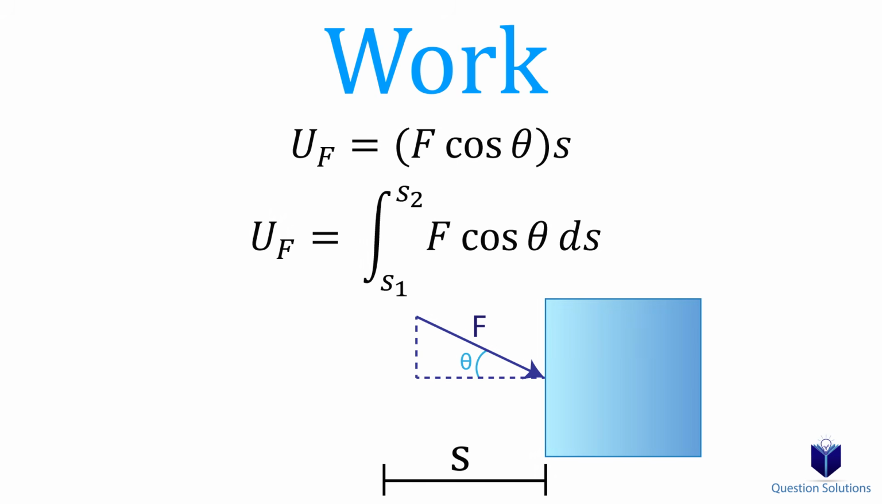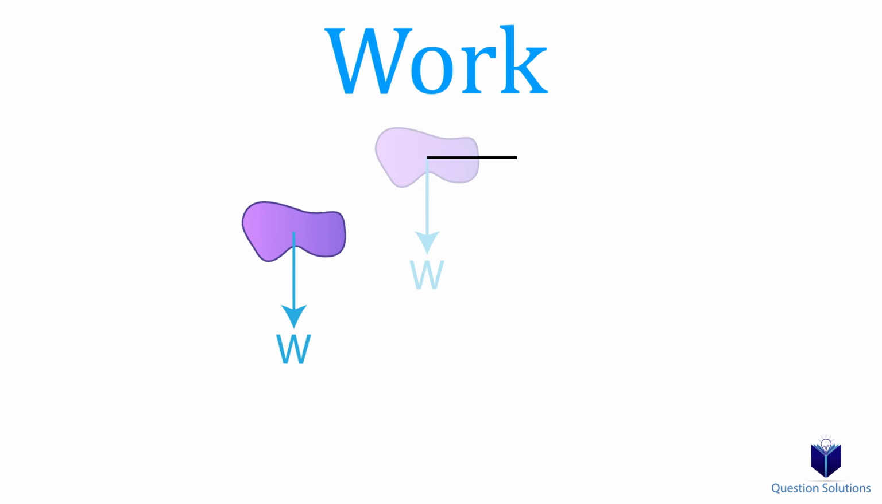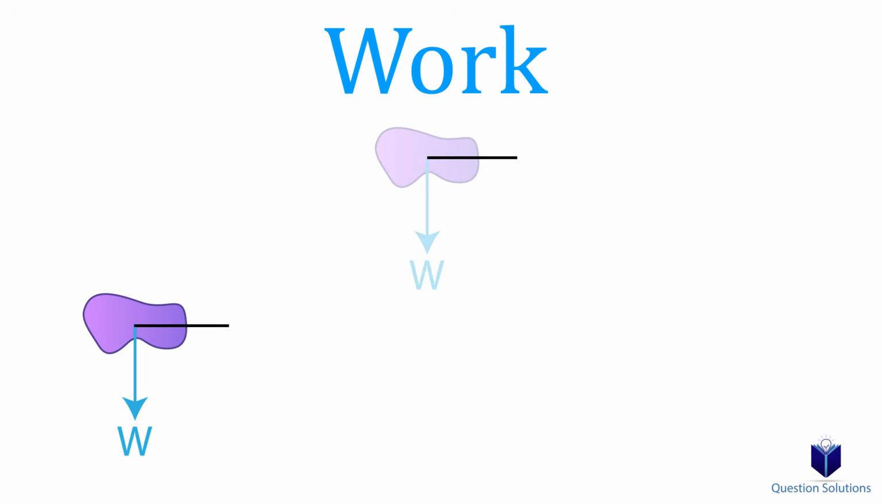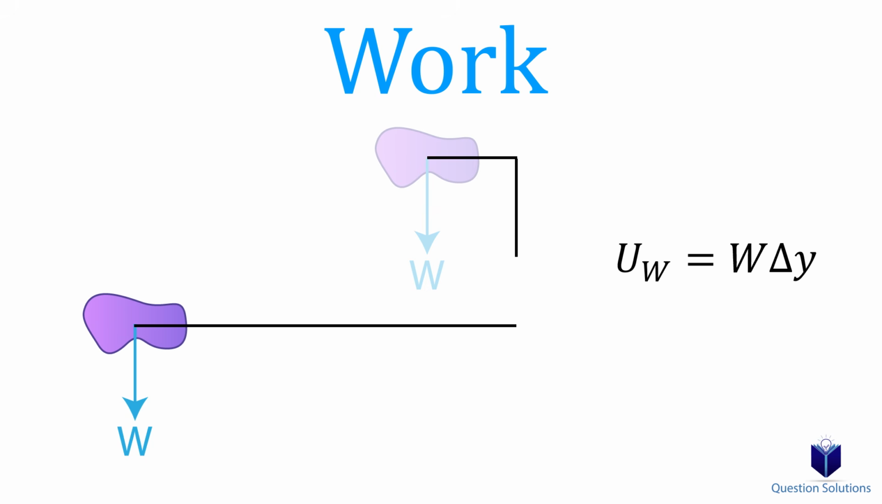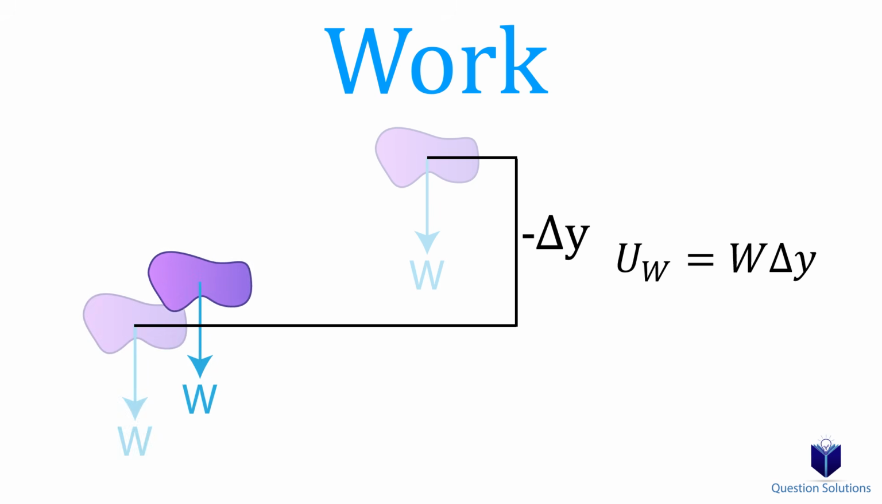When we consider an object that's moving up or down and think about the work that's being done by the weight of the object, we can figure it out using this equation. Delta y is the vertical displacement. If the object moves downwards, it's positive work, and if it moves upwards, it's negative work. This is because weight is opposite to the displacement.